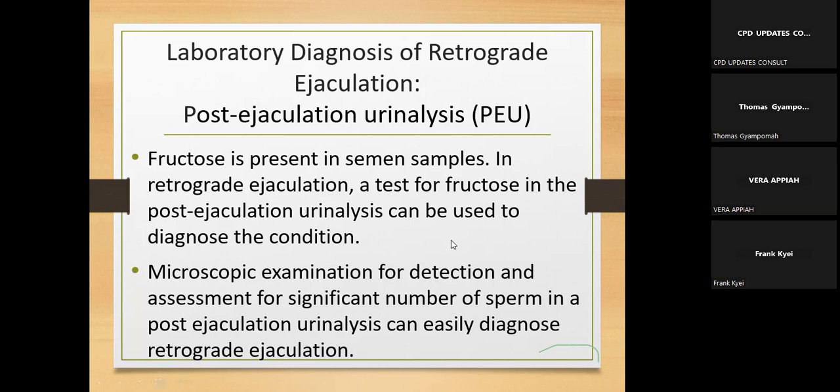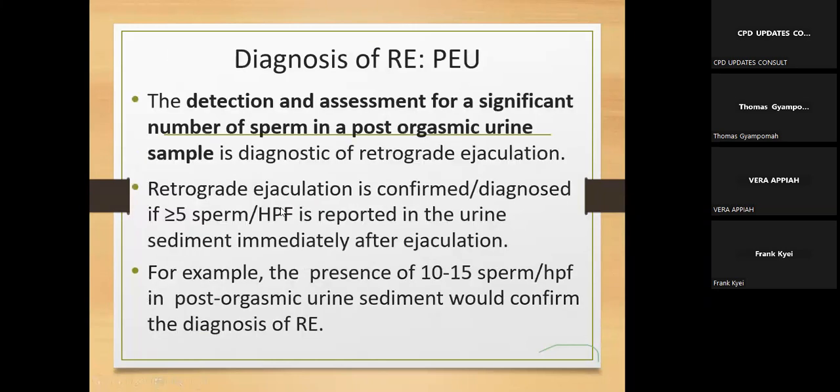And then the microscopy, of course. You do your spinning, then you retrieve your pellet, and for that matter sediment or deposit, and you look for sperms in it. Right. So that is the diagnosis of retrograde ejaculation using the post-ejaculation urine.